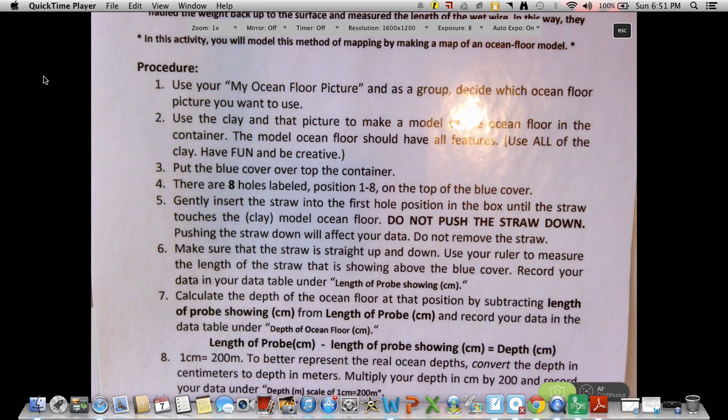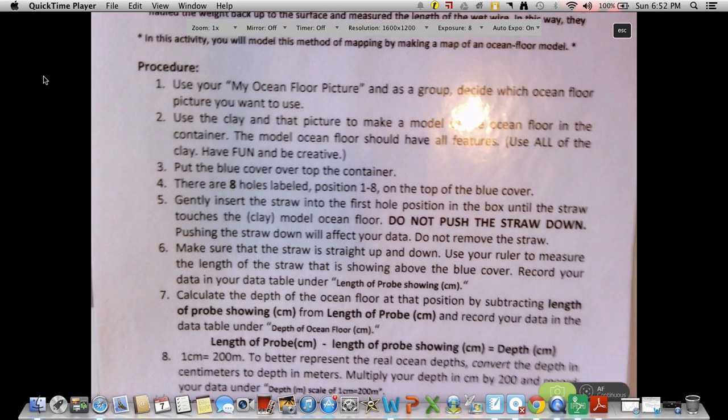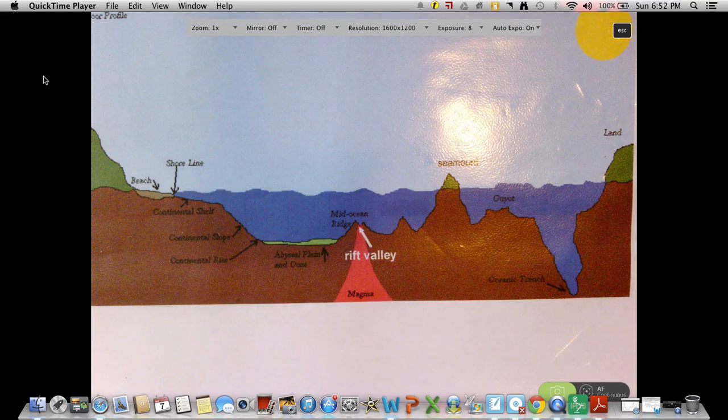Number 6 says we want to make sure the straws are straight up and down, and then we're going to use the ruler to measure the length of the straws that are showing above the blue, and then we're going to record our data. So let's do that now.